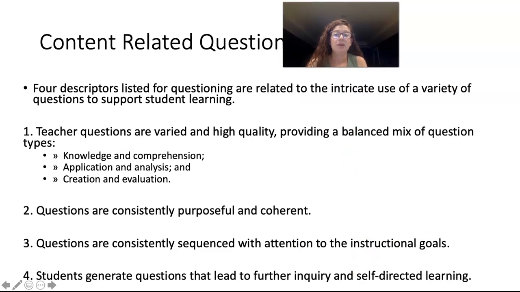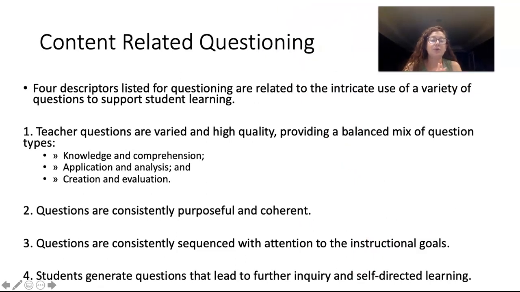Okay. There are four descriptors listed for questioning, and you can use a variety of questions to support student learning. One is the teacher questions are varied and high quality, right? You do want to know that your students actually understand the concept and know how to use the scientific lingo, but you also want to know that they can analyze data and understand what's happening and how that supports or negates a concept you're teaching. And eventually you'd like to get up to that high level of Bloom's, that creation and evaluation.